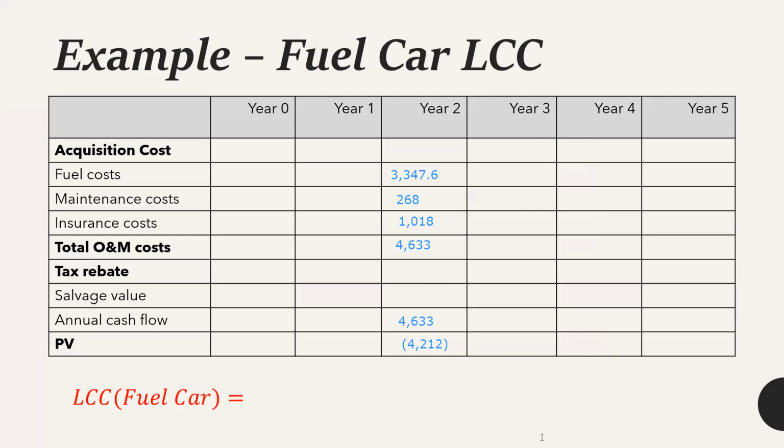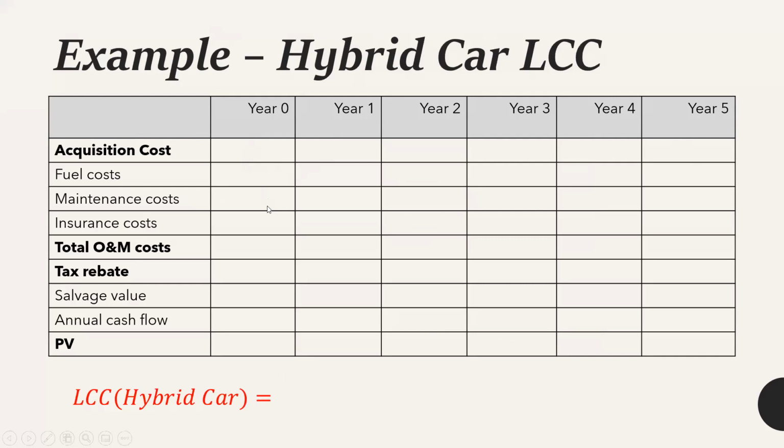Clear now? Okay, so you should repeat the steps for year 3, year 4, and year 5. Then you will get the percent value for each year. By taking the sum of those percent values, you will be able to identify the life cycle cost for the fuel car. Similar steps should be repeated for the hybrid car as well, and you will get the life cycle cost for the hybrid car. Then you can compare those two life cycle costs and identify the best alternative. The best alternative should have the lowest life cycle cost.